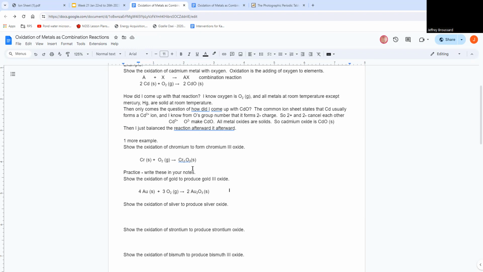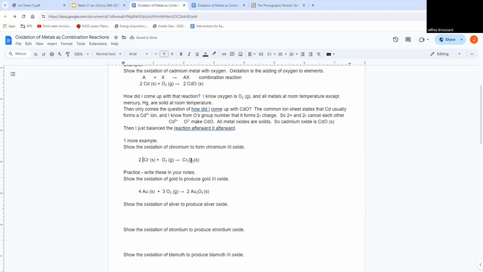And now that I'm thinking about it, let's go back to this last example problem. I had forgot to balance this. So let's balance this last example problem. I have 2 chromiums on the right over here. And I have 1 chromium on the left. So I'm going to put a 2 in front of that to balance it.